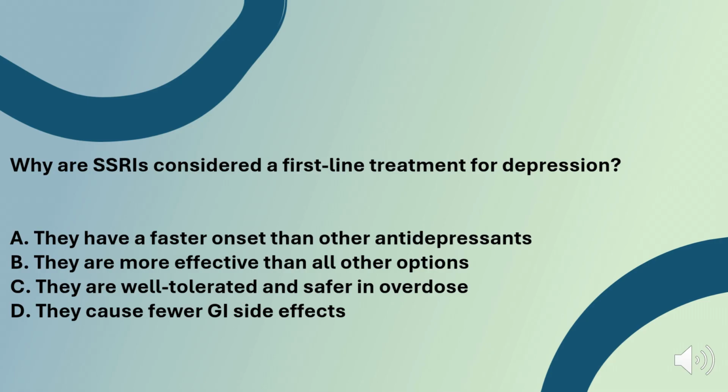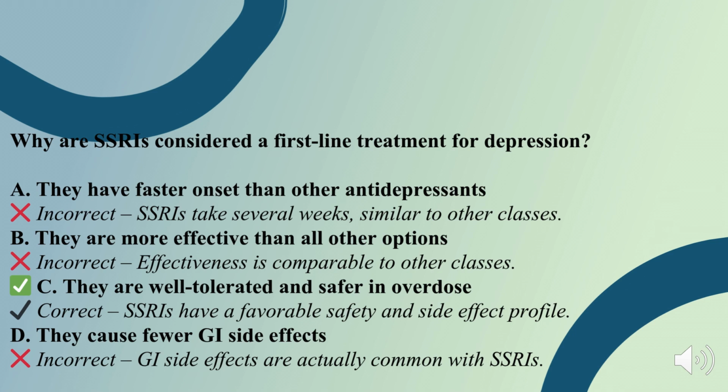Okay? So SSRIs are first line because they are safe, they are well tolerated, and they're not lethal in an overdose. So A, they have faster onset than other antidepressants. That's incorrect. Almost all SSRIs take several weeks to work, similar to all the other classes of medications, including SNRIs. They are more effective than all other options. That's also incorrect. Effectiveness is comparable to other classes. When you're talking about other classes, you're talking about an SNRI.